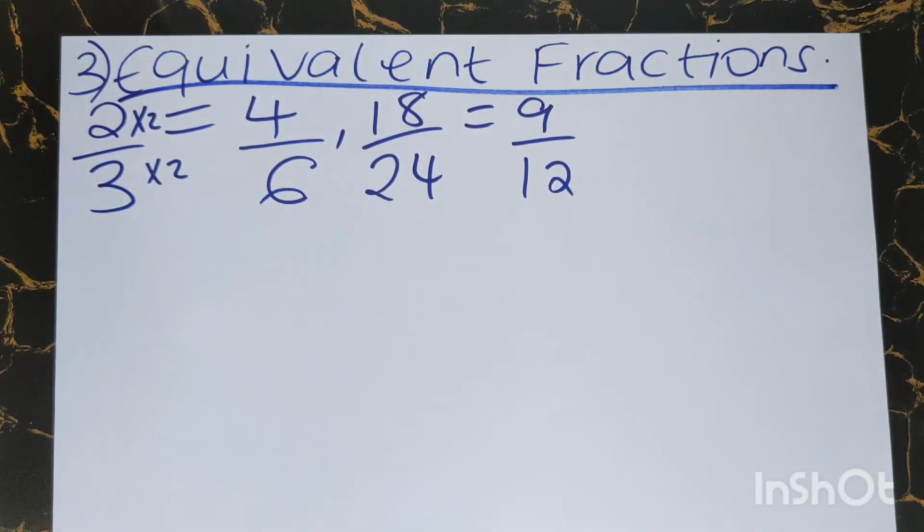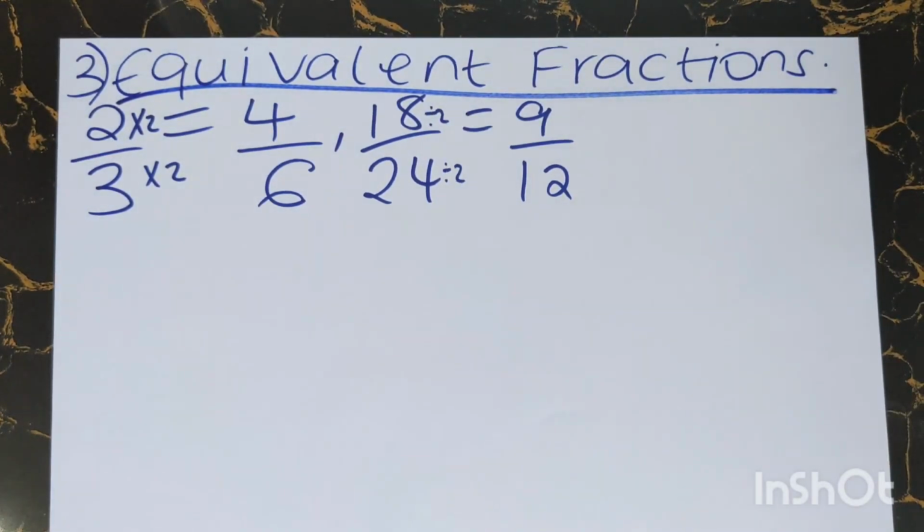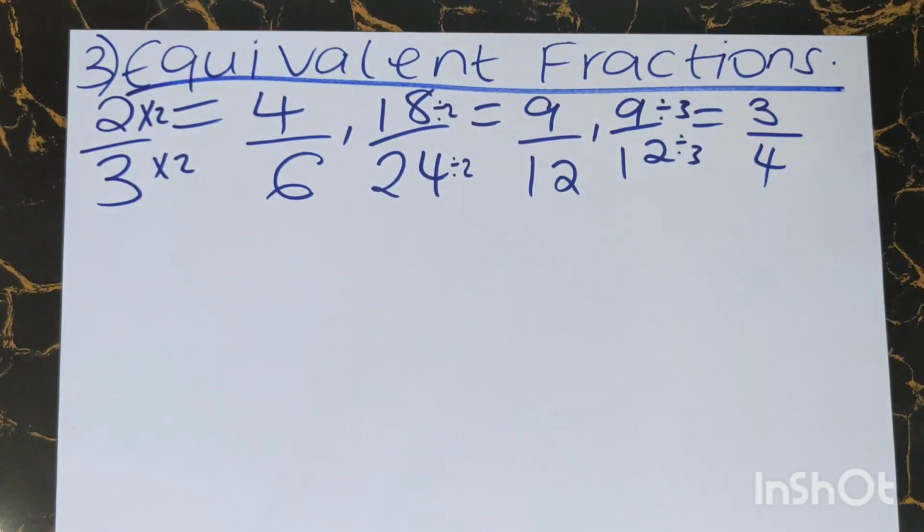That's why we are saying that 18 over 24 is equivalent to 9 over 12. And we can also say that 9 over 12 is equivalent to 3 over 4, okay? Because when you divide 9 by 3, you get 3, and when you divide 12 by the same number 3, you get 4, all right? So this is what you do to the numerator. You should do the same thing to the denominator. So those are what we call equivalent fractions.